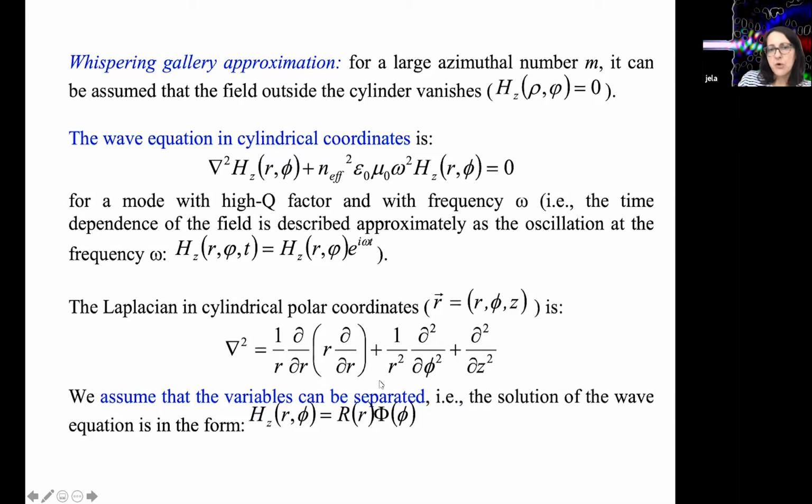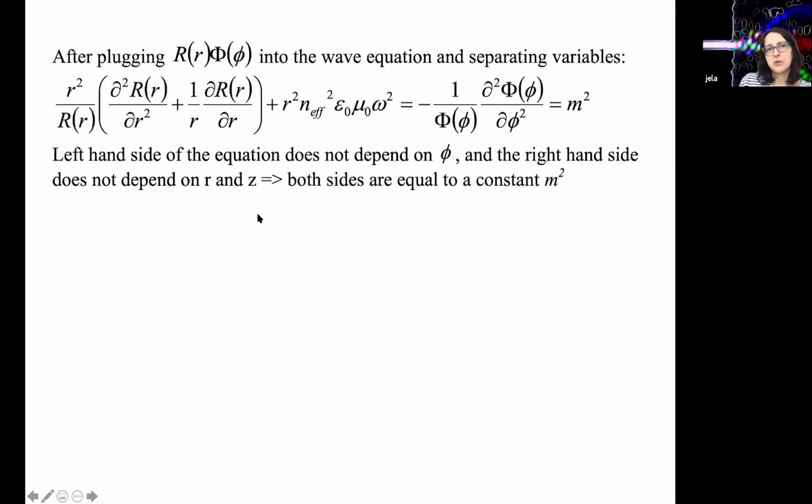So when you go back to your spatial dependence of the magnetic field, you can try to separate variables and represent it as a product of something that depends on the radial coordinate and the angular coordinate phi. You plug that back into the wave equation and try to separate variables and solve the problem. When you do that, you can separate variables indeed, and you will obtain two equations, one that depends only on r and one that depends only on phi. You can group them on two different sides of the equation and write that both of these are equal to a constant, which we will label as m squared. It was labeled as m squared on purpose because it will turn out that this m is the same as the azimuthal number m that we had before.